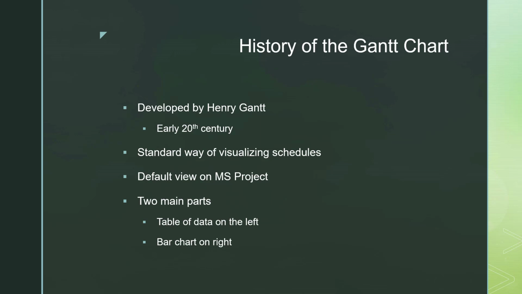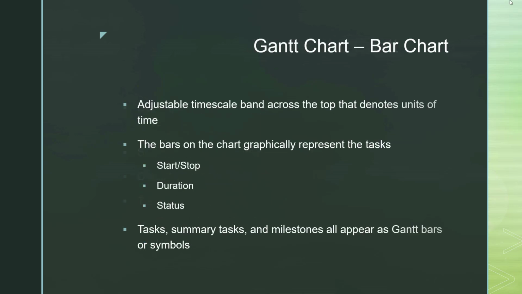There are two main parts to that Gantt chart. On the left side is going to be the data, so it would be a task list, kind of almost in an Excel type of look. And then on the right is going to be the bar chart, and the bar chart is that visual way of looking at a schedule.